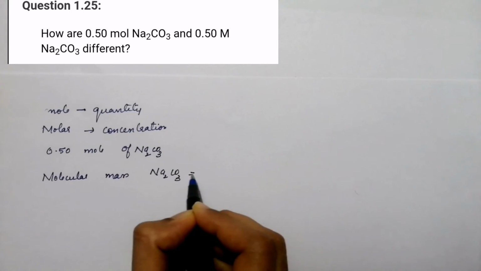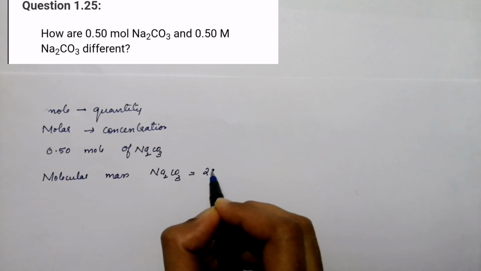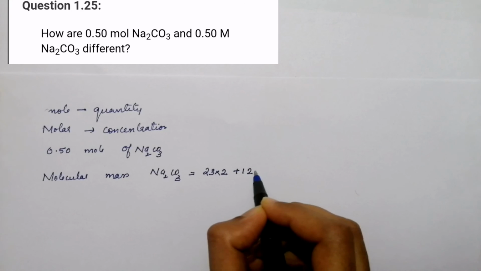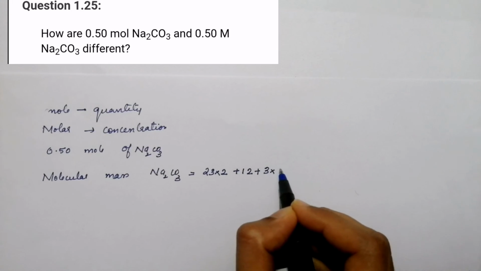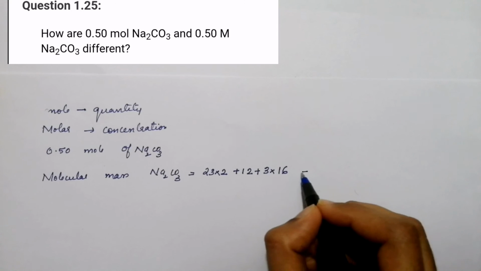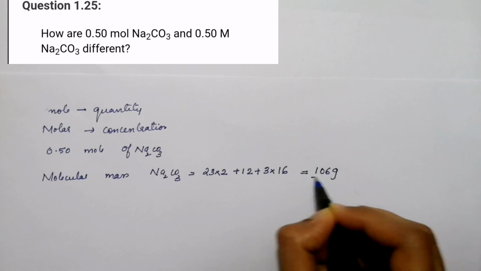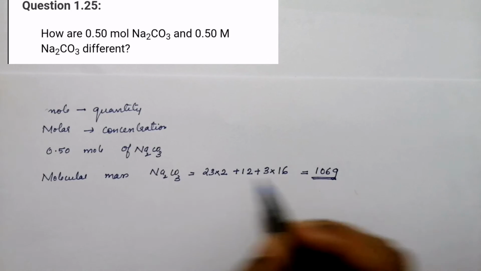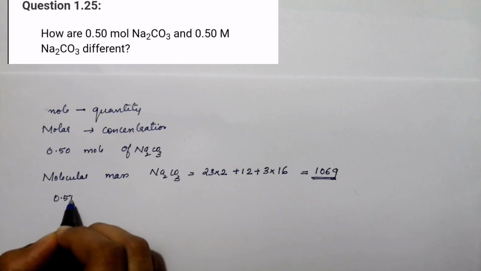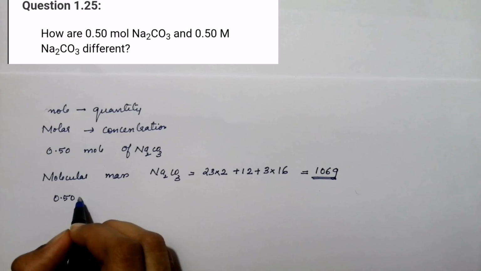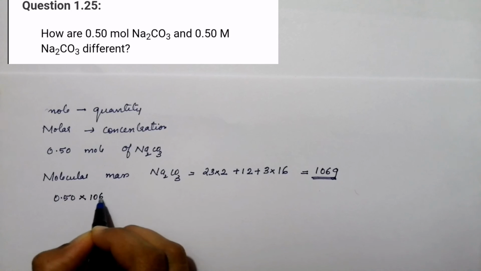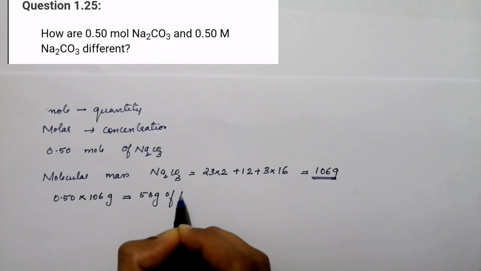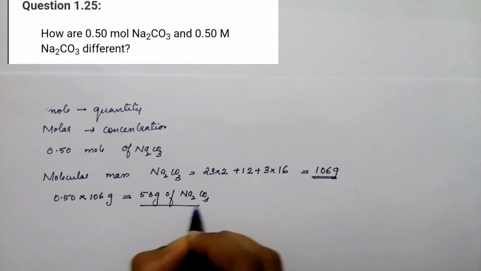Na2CO3. For this we know the atomic mass of sodium is 23 into 2 because there are 2 atoms of sodium, plus atomic mass of carbon is 12 plus 3 into atomic mass of oxygen, that is 60. And this gives us 106 gram. So this is the molecular mass of sodium carbonate, that is Na2CO3. Now 0.50 moles of sodium carbonate gives us 0.50 into this molecular mass 106 gram, that is equal to 53 gram of sodium carbonate. So this is a quantity.